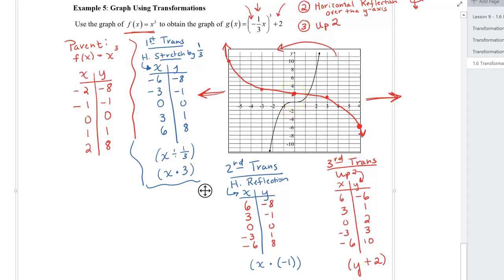So that's your lesson on transformation of functions. Hopefully you'll get some more practice with lesson 10 and ALEKS, and you'll become masters at transforming graphs.